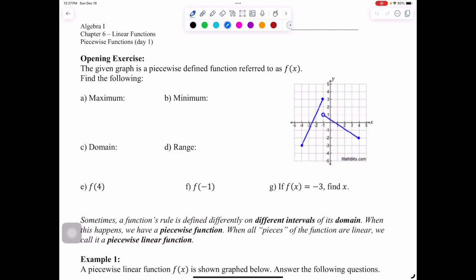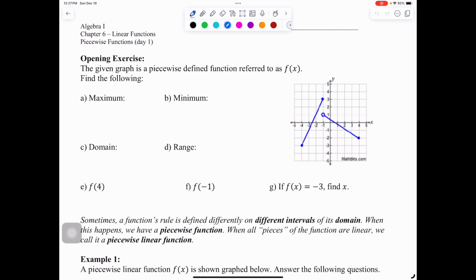Our next lesson is called Piecewise Functions Day 1. So I'd like you to start with the opening exercise. The given graph is a piecewise defined function referred to as f of x. Looking at the graph, piecewise is what we're talking about today, so if you're not familiar with it yet, that's what we're going to learn about. However, you can see the graph kind of makes sense with what we're calling it, piecewise. The graph is in pieces.